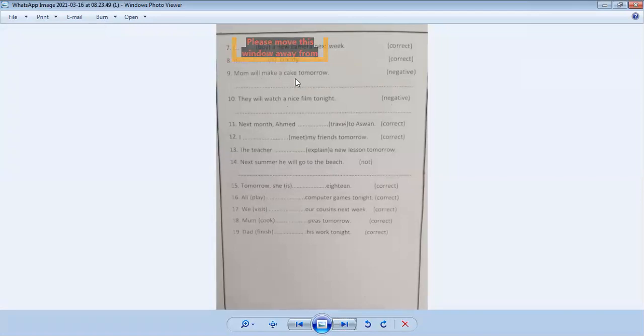Mom, will you make a cake tomorrow? Here I want to use the negative form. So what is the negative form? Will be, yes, won't. Very good. Excellent, Nariman Aisam. Will not. Okay.